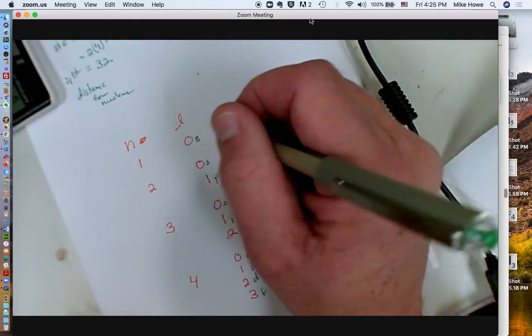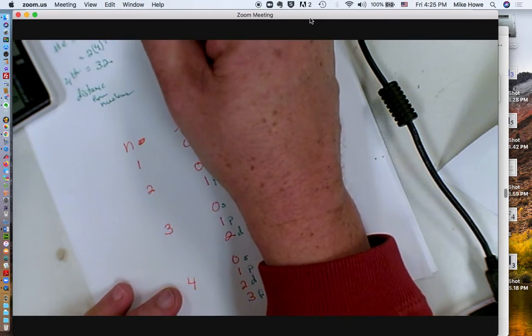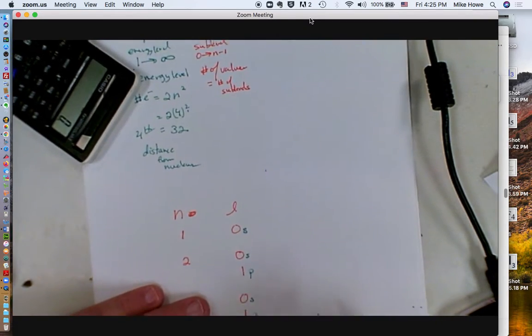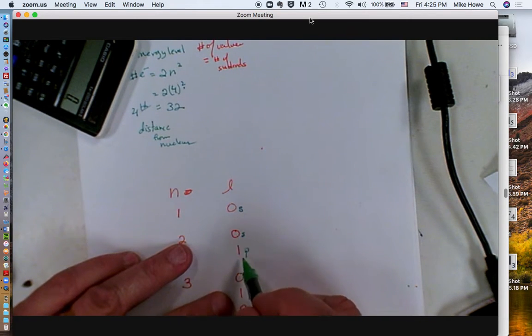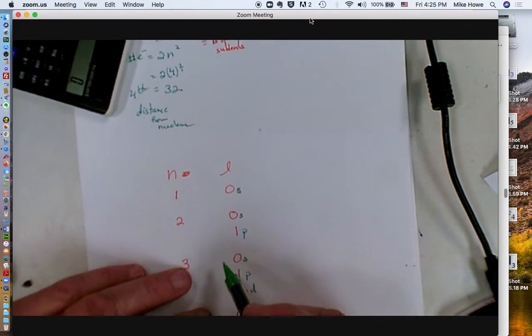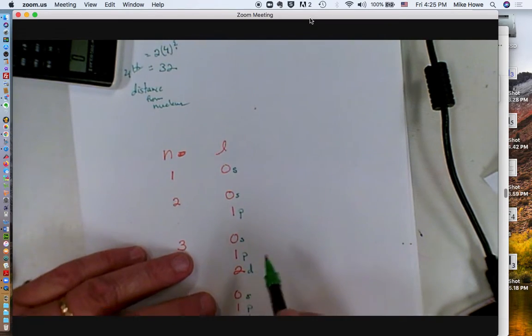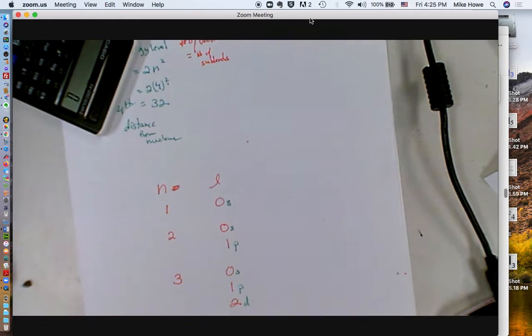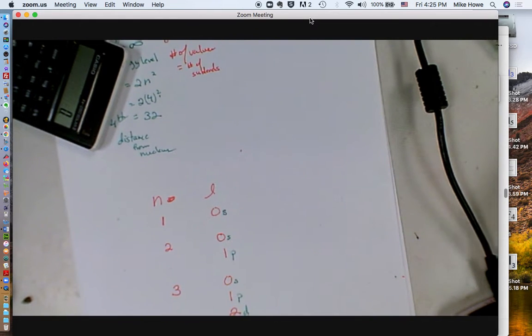All right, so the number of values is the number of sublevels. That's a big deal. So in the 2nd energy level, there are 2 values, 2 sublevels. In the 3rd energy level, there are 3 values, 3 sublevels, and so on. Now the 3rd quantum number, the M quantum number, deals with the number of orbitals.